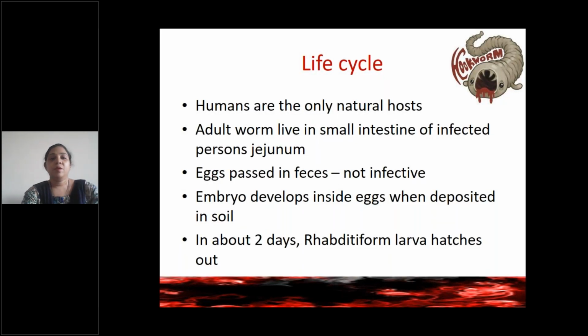Life cycle. So what's the life cycle of adults? Humans are the only natural hosts. Yes, so humans are the only natural hosts. An adult worm lives in the small intestine of a person. That is the person.